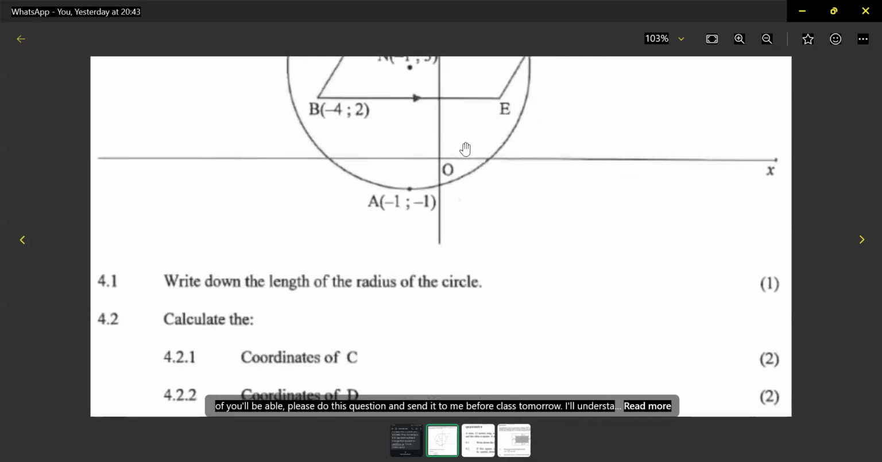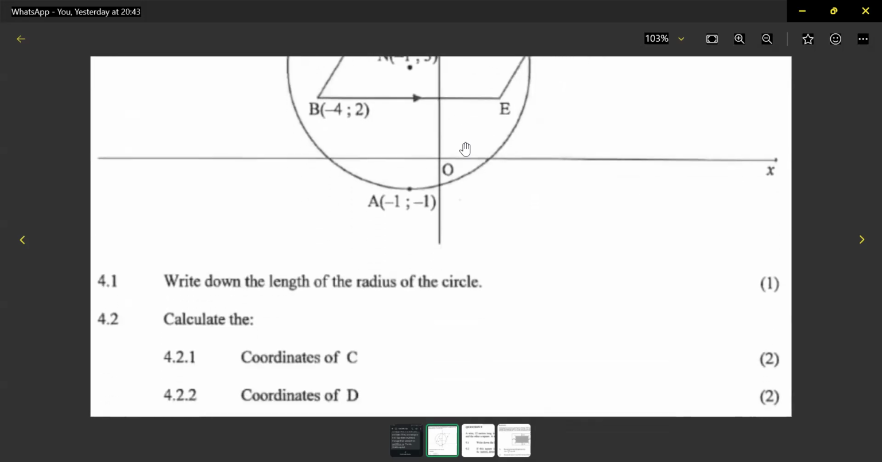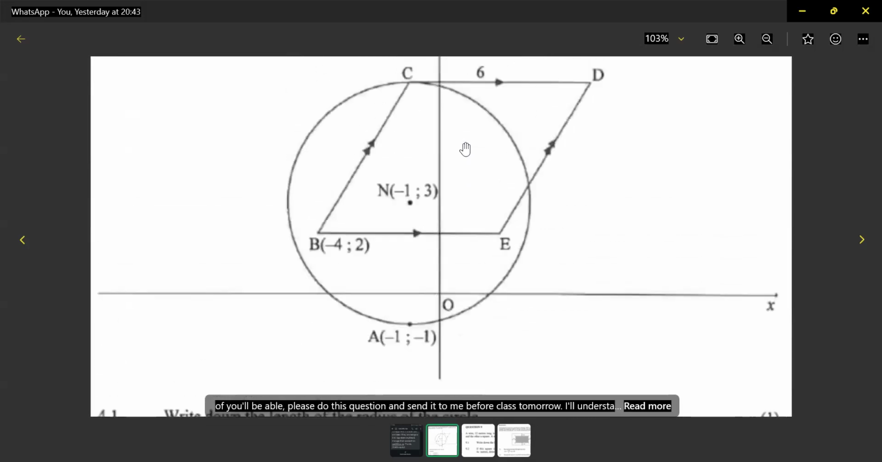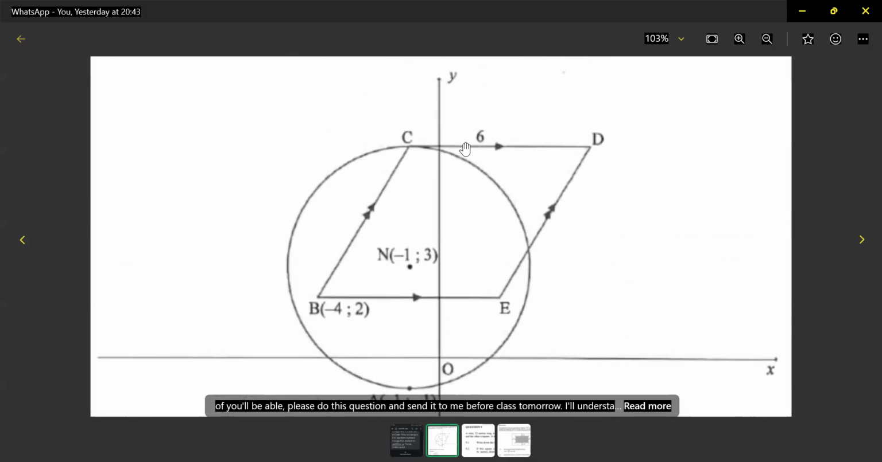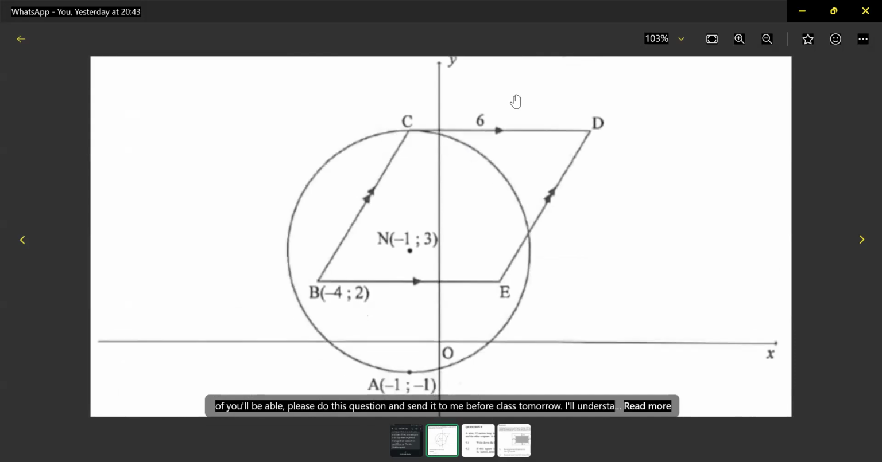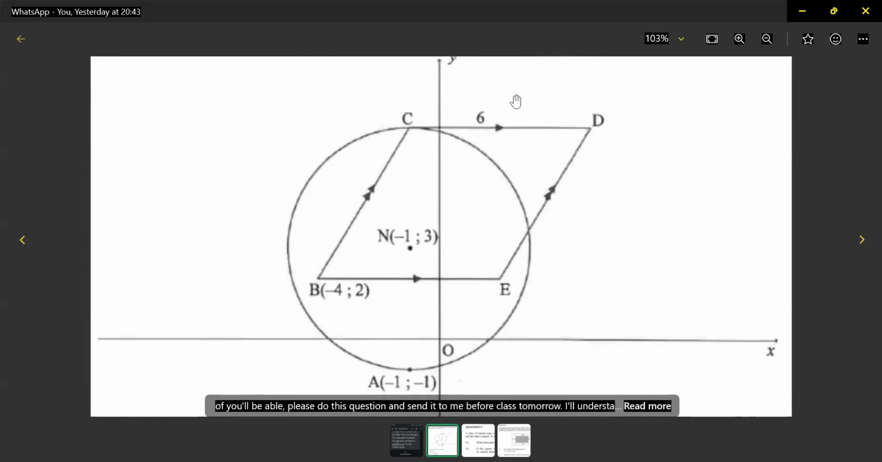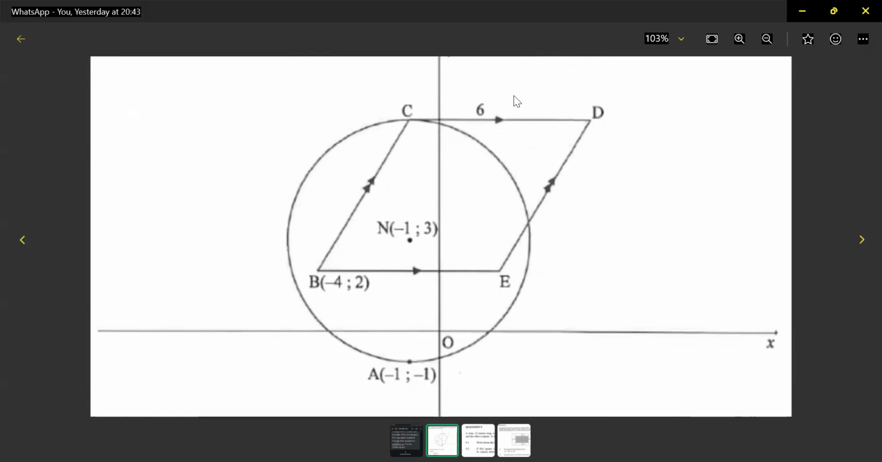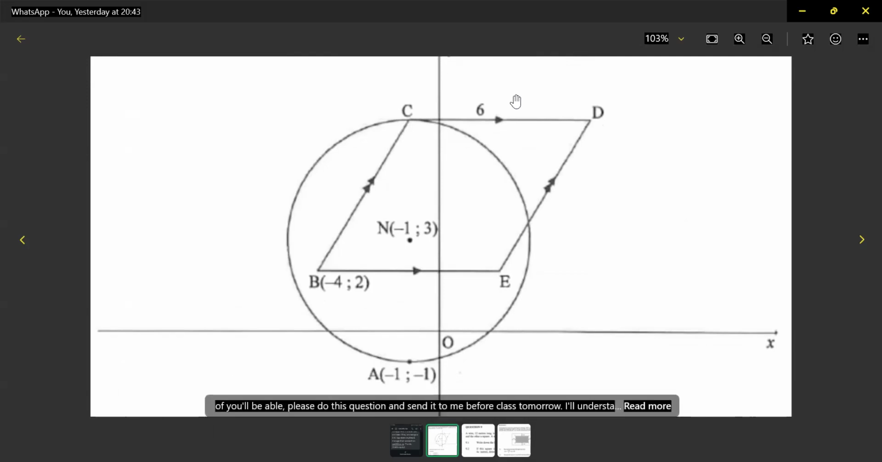So now we move along to the next one. Here they say to us, please calculate the coordinates of the point C. And this is for 2 marks. And of course, we understand that point C is just the point of tangency C. Well, this one you can actually do in one of 2 ways.